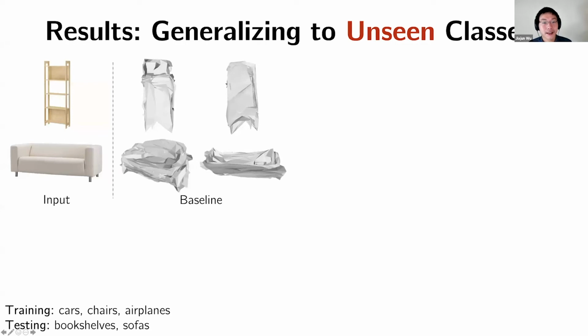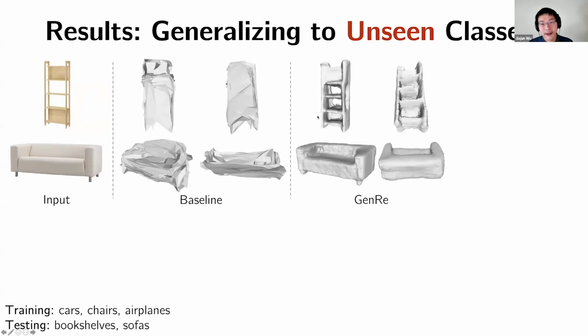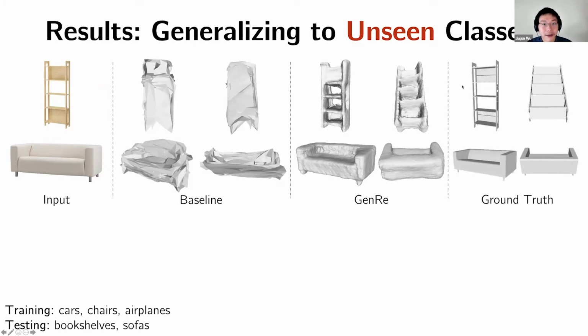So this is a collection-of-surfaces representation. The baseline works really well on the training object categories. But for unseen object categories, it doesn't do that well, because it's trying hard to retrieve nearest neighbors from the training set. And this is our method, GenRe. Still, you can see quite some artifacts, actually. But it does look much better compared with the baselines, and you can compare that with the ground truth as well.